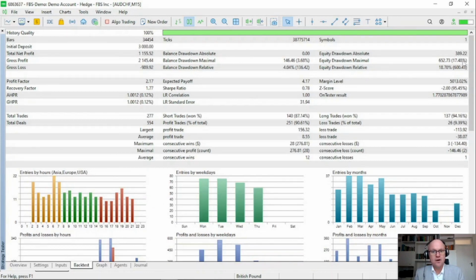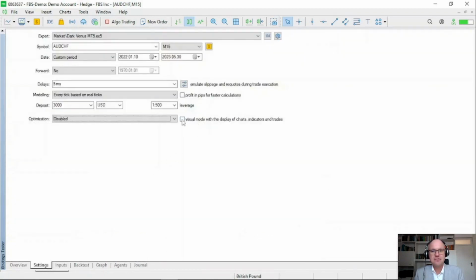So our total net profit of $1,155 only had an equity drawdown of $652.73 or 17.48%, giving us a healthy profit factor of 2.17.